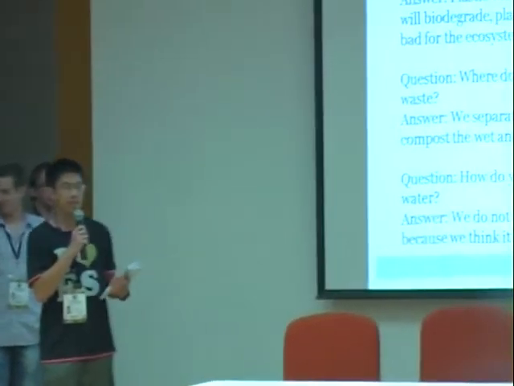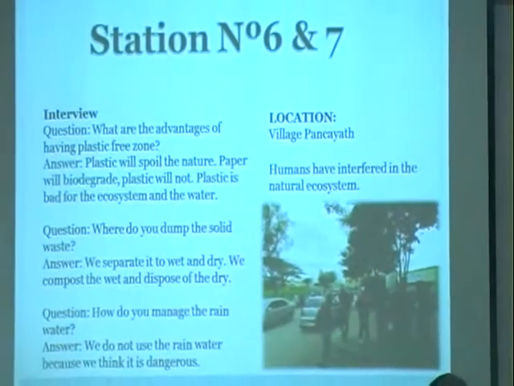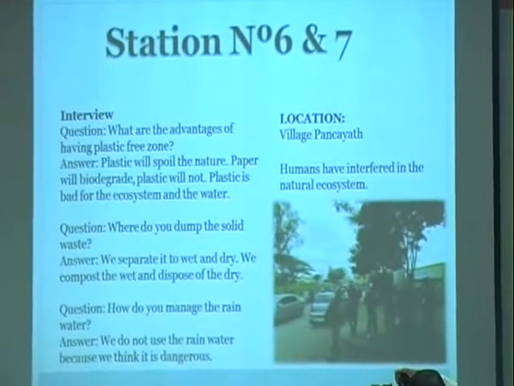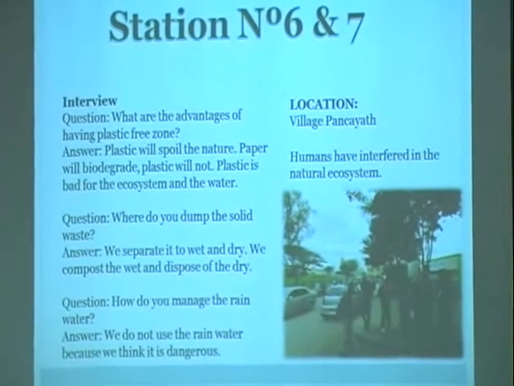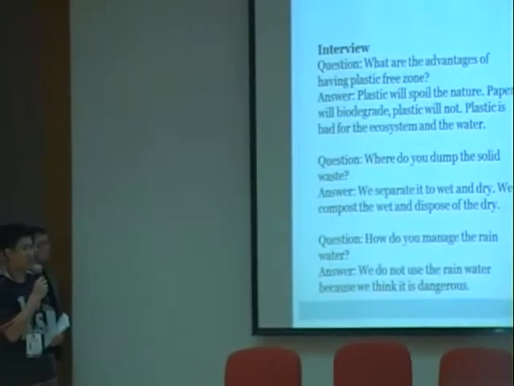Okay, and the following are station number 6 and number 7. We went to the village situated on a hill, and in this site, we tried to observe how human beings interfere in the natural ecosystems. We visited and interviewed the Gram Panchayat to get further information. We got to know that they have declared the Chandamudi Hill a plastic-free zone to protect its environment. And we also know that they have a good system of waste management for the purpose to prevent the sacred hill from being polluted.